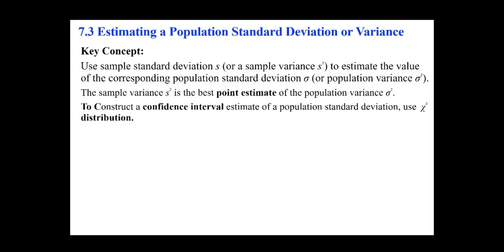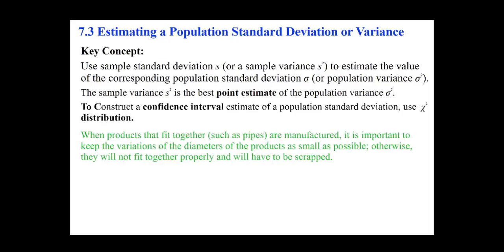To construct a confidence interval estimate of the population standard deviation, we use the chi-squared distribution. This is a Greek letter, chi, it's not x, chi-squared distribution. When products that fit together, such as pipes, are manufactured, it is important to keep the variations of the diameters of the products as small as possible. Otherwise, they will not fit together properly and will have to be scrapped.